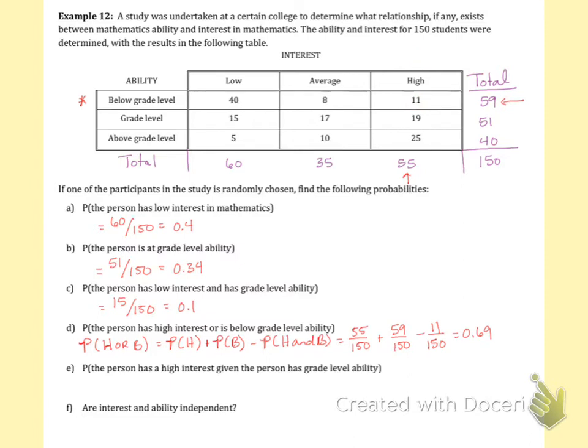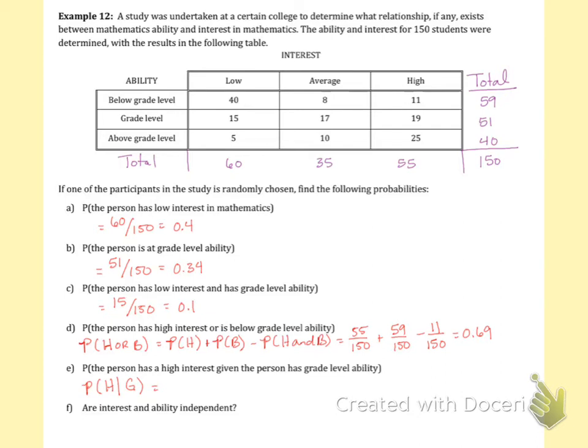For part E, it says, what's the probability the person has high interest given the person has grade level ability? So probability that they have high interest given grade level ability. Now there is a formula for this, and you can use it, but I've got a discrete count up here, and whenever I have a contingency table, I find it much easier to just think about this logically.